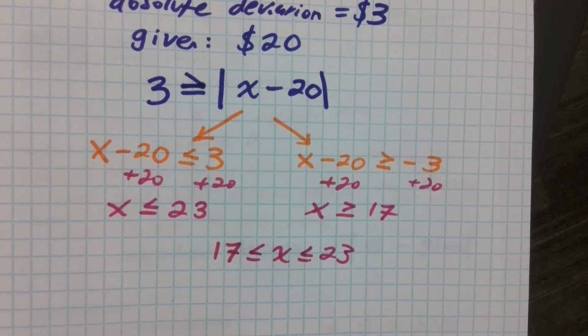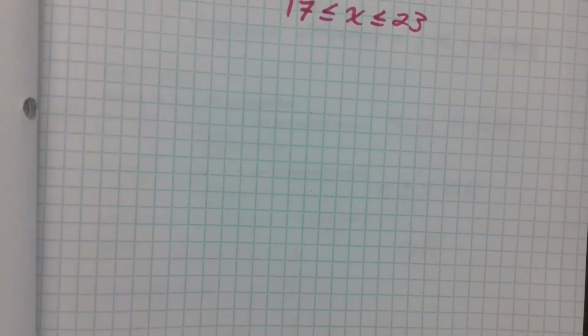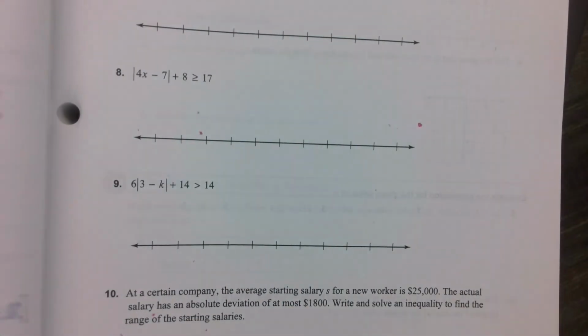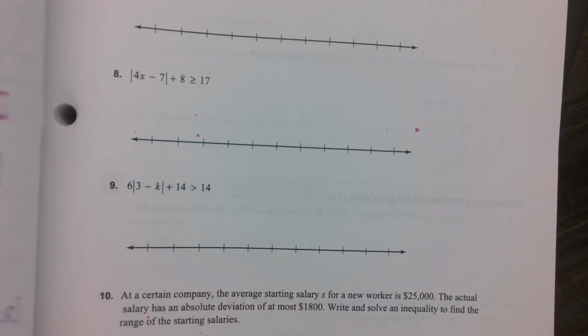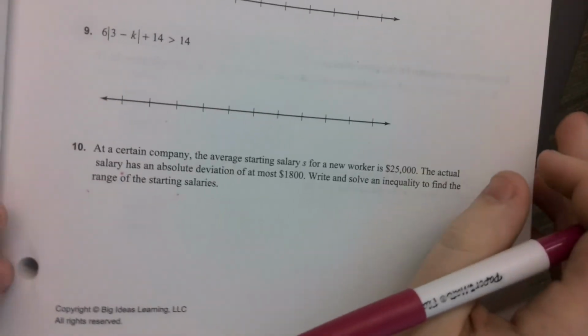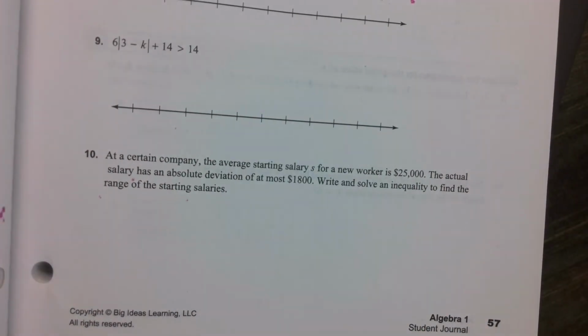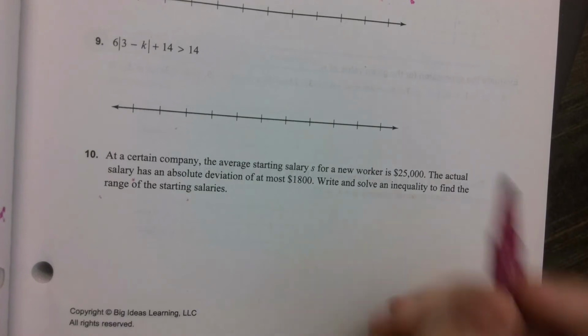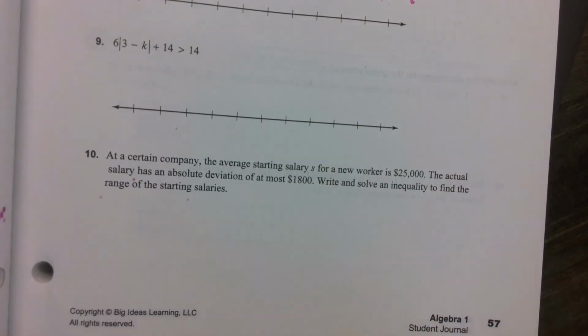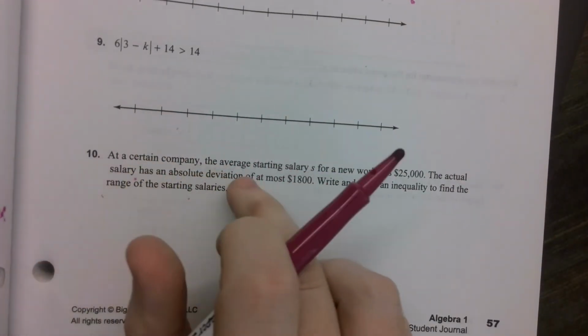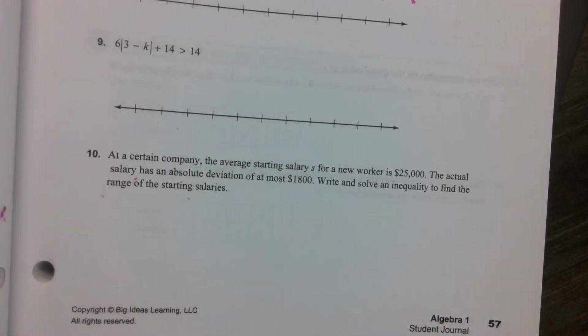But since I kind of fiddled with that explanation a little bit, let's try one more together. For those of you who want to follow along, this is going to be number 10 in our student journal. At a certain company, the average starting salary, S, for a new worker is $25,000. That's the given. The actual salary has an absolute deviation of at most $1,800. And our goal is to write and solve an inequality to find the range of starting salaries.